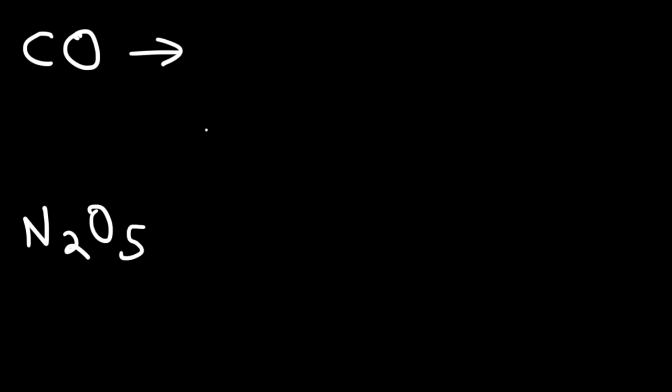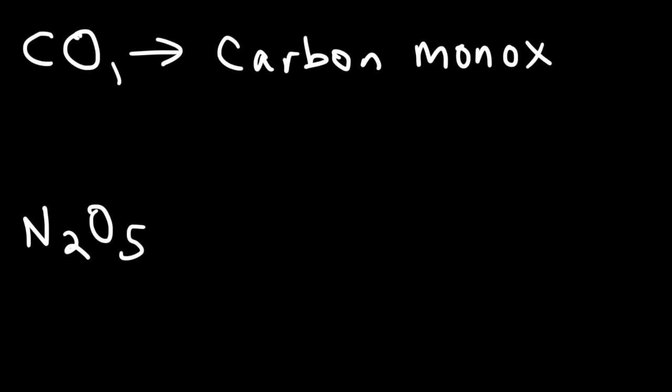Now let's try these two examples, CO and let's say N2O5. So CO, that's going to be carbon, and this time we have a 1 in front of the oxygen, so carbon monoxide. So for the second element, if there's a 1, you do use the prefix.